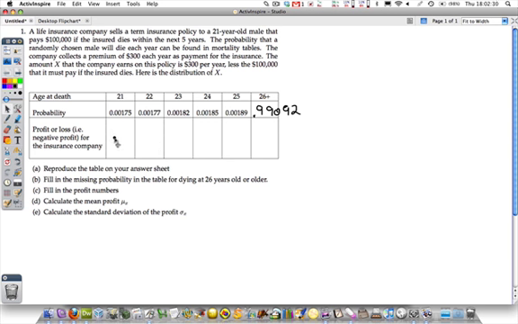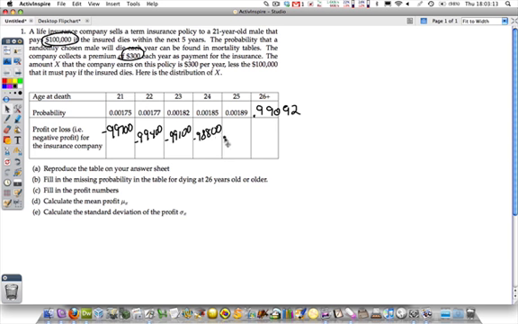Now we've got to figure out what the profit or loss is. If the guy dies sometime in his 21st year, the insurance company has collected $300 for that year, but they're going to have to pay $100,000 out. So net, they're out $99,700. If he dies in the second year, they're going to be out the $100,000 less two of the premiums, because they've received $600 now in the second year. So they're going to be out $99,400.